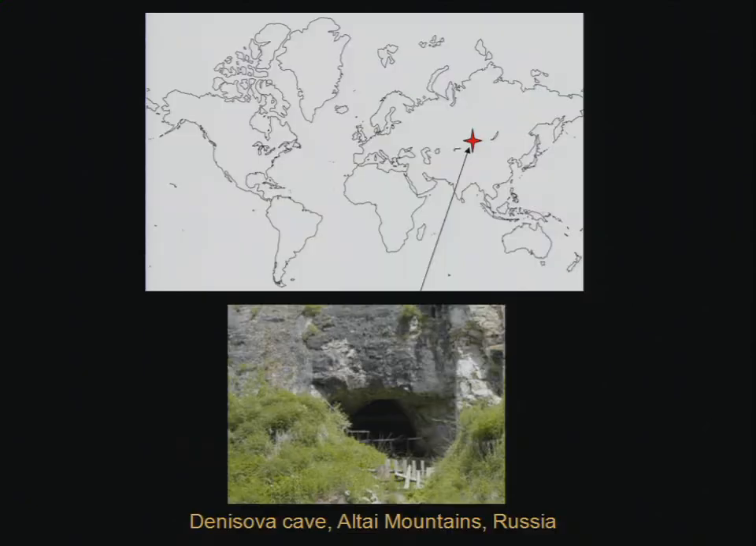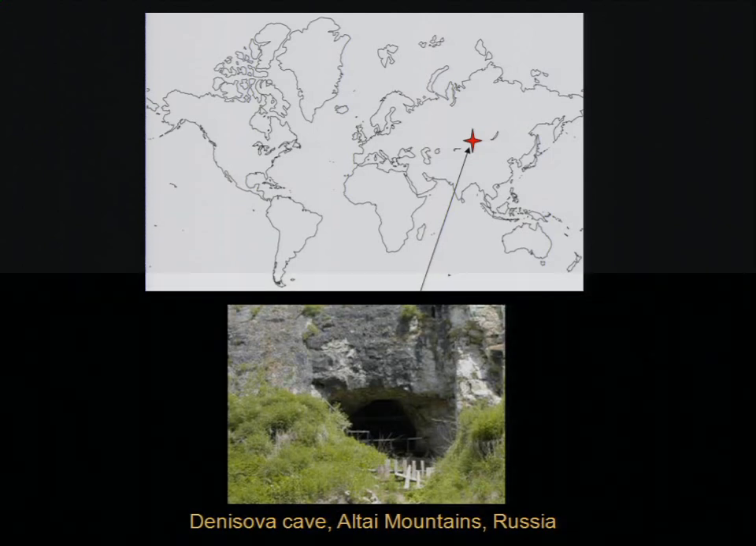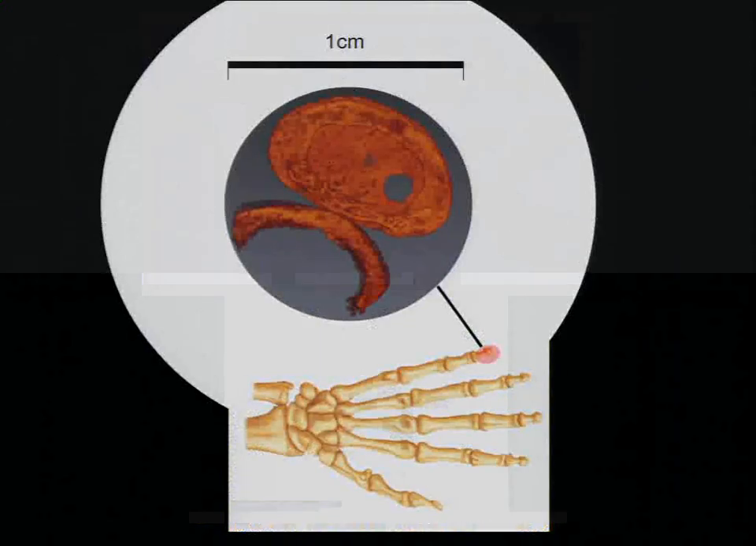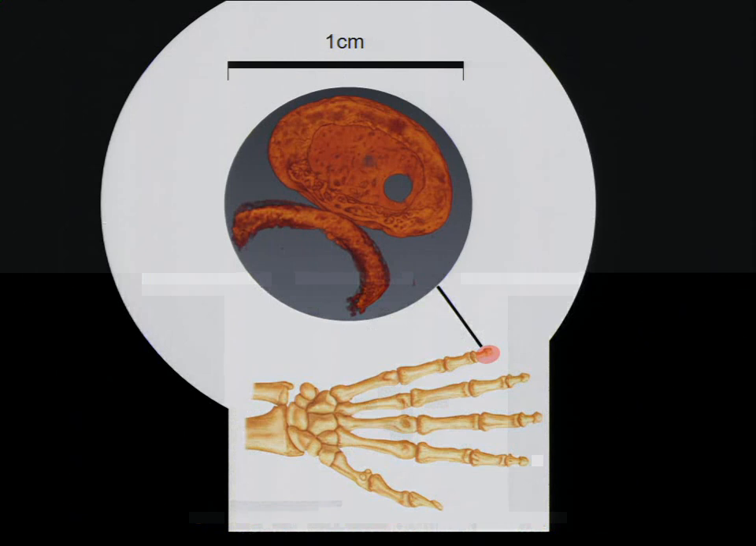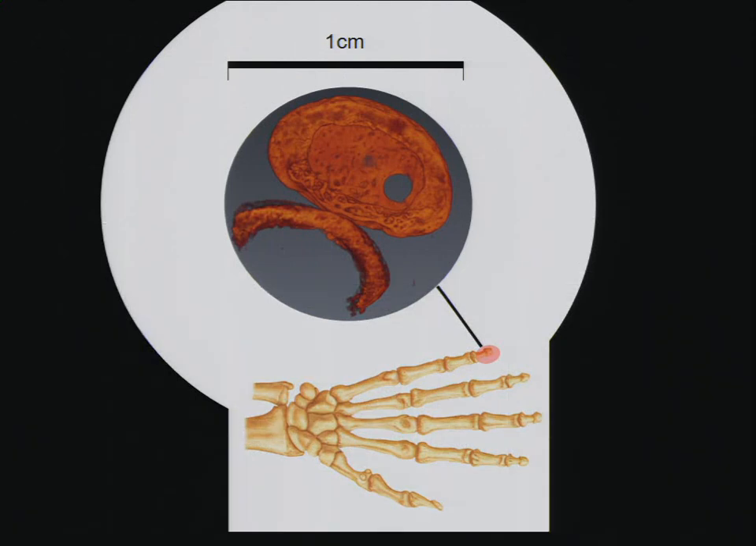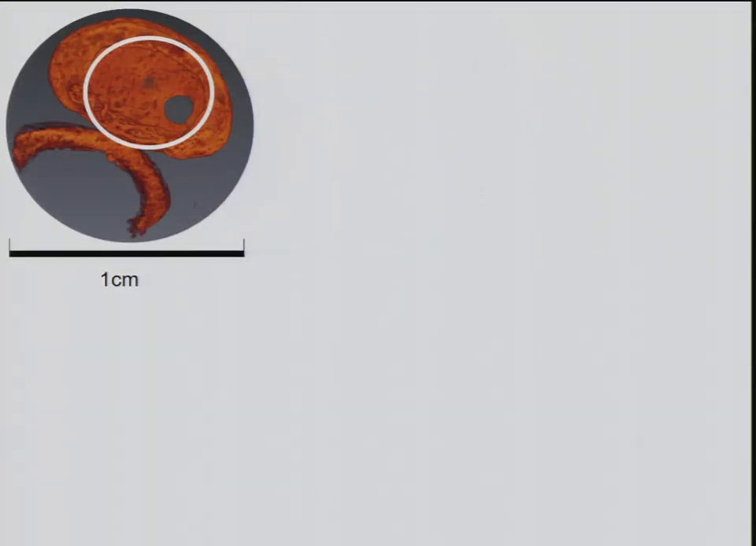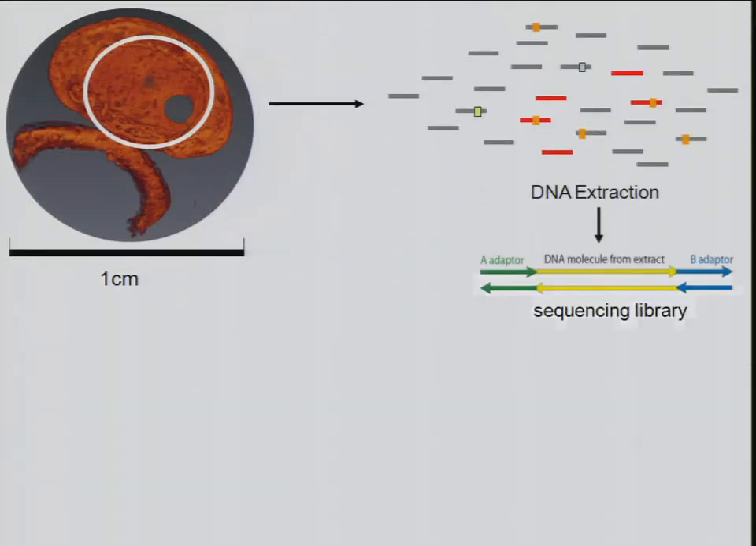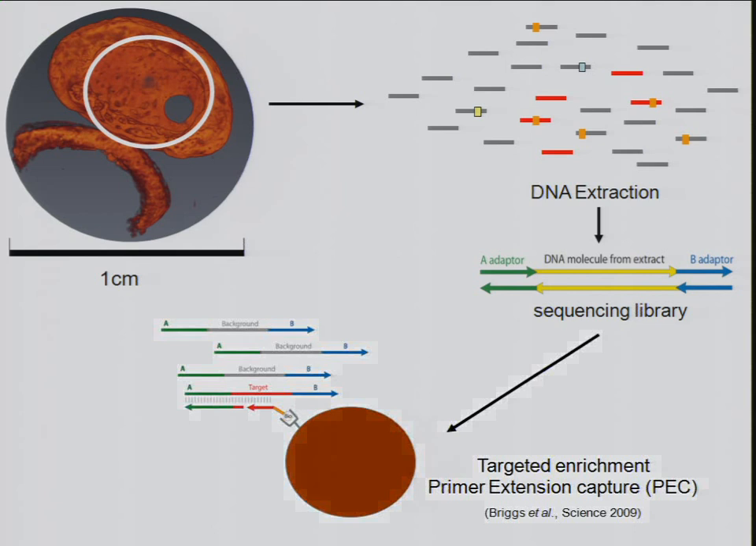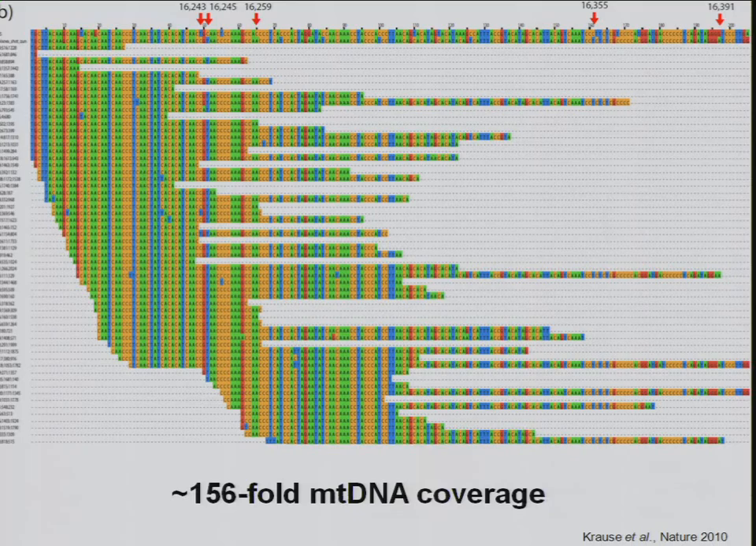So we were very lucky last year when we got a sample from southern Siberia from Professor Derevyanko, found in this cave in the Altai Mountains, and it was a tip of a little finger of a human. Our question was really, was this Neanderthal or modern human? So we extracted DNA, made a sequencing library, and with a technology developed in the lab, pulled out all mitochondrial fragments and found a lot of such fragments. So a genome with 156-fold coverage, very high accuracy.